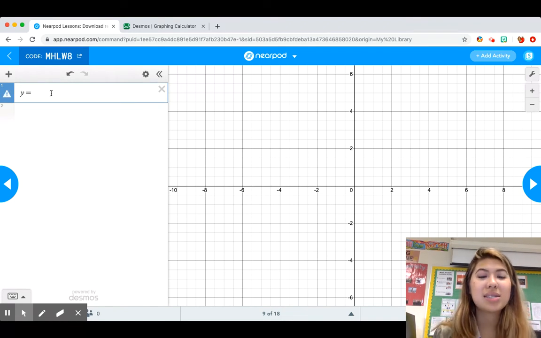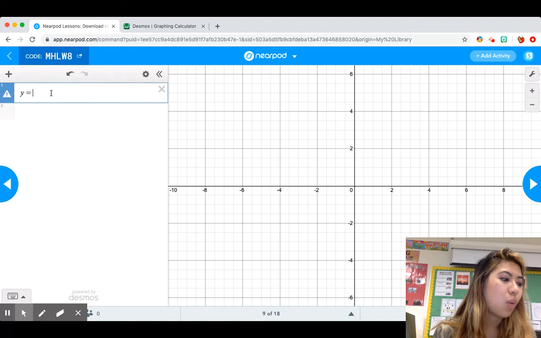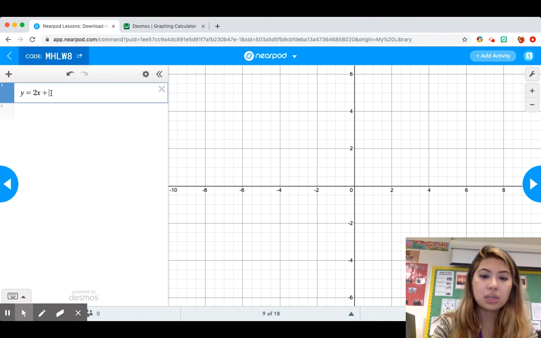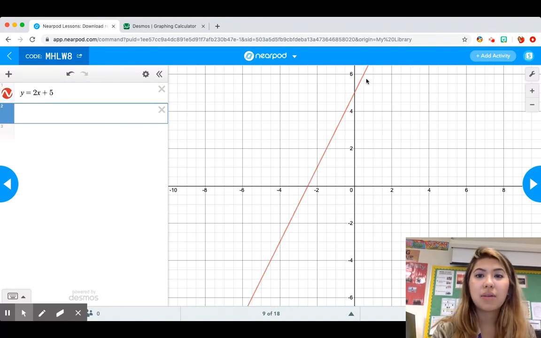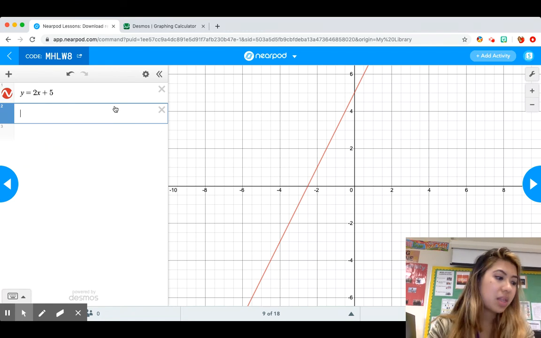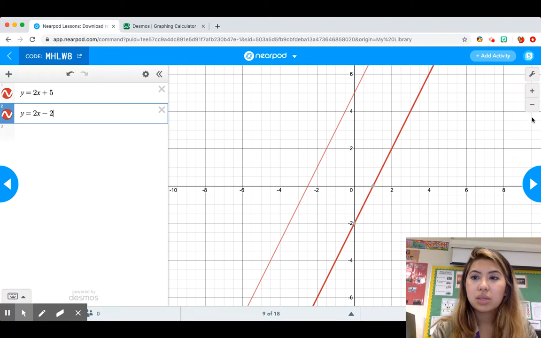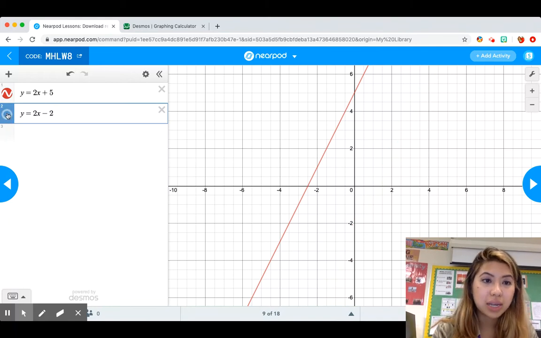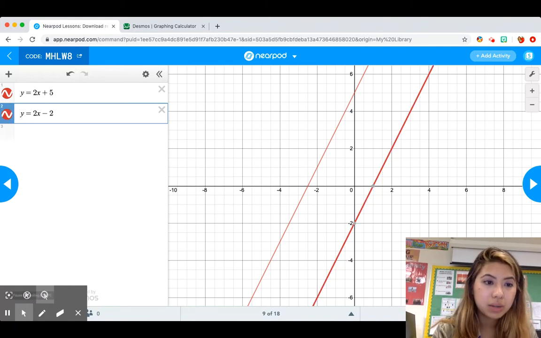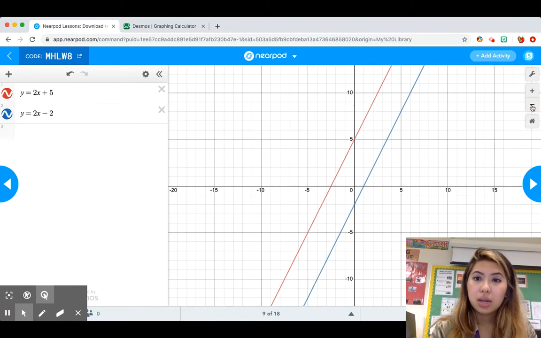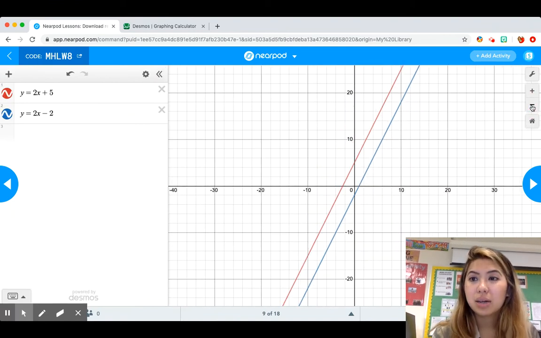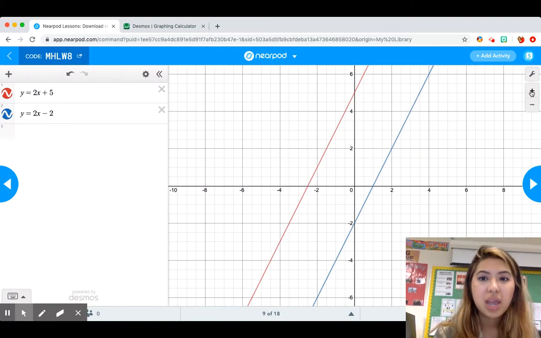So this is on Desmos graphing calculator. We have y is equal to 2x plus 5. So that first line is represented in red. And then the second line, we have y is equal to 2x minus 2. So as you can see, I'm going to change the color of that second line so that it's not red. Okay, so if we look, we can see that whether I zoom out or zoom in, these 2 lines are parallel. And parallel means that they're going in the same direction and that they're never going to touch.